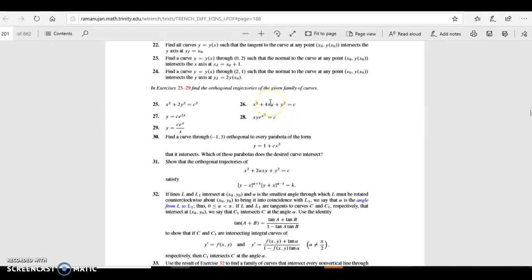I'm going to go over an orthogonal trajectories problem. It's problem number 26, Trench textbook, section 4.5. You need to find the orthogonal trajectory of the family of curves x squared plus 4xy plus y squared equals c.